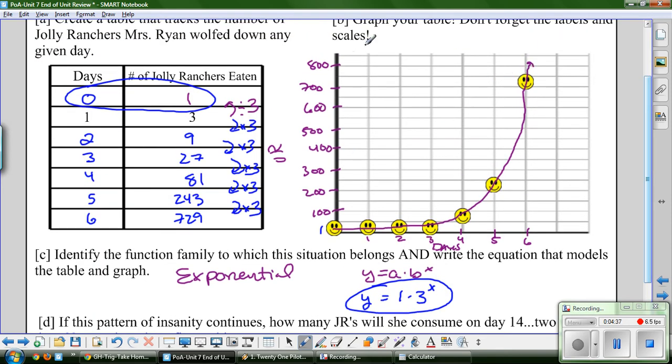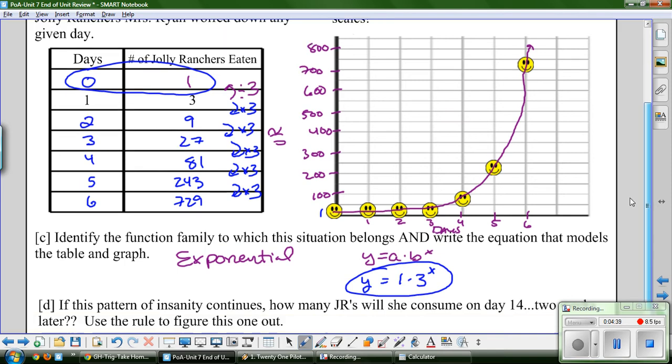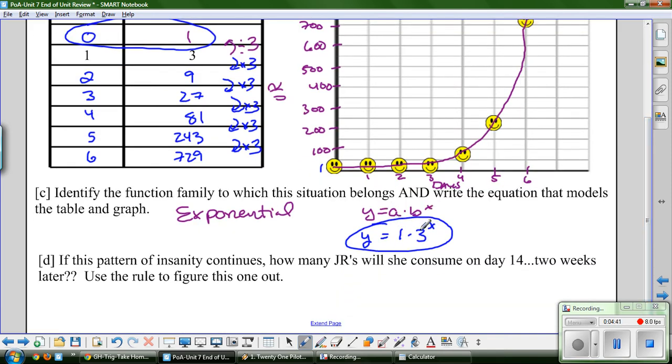Now, if we know the pieces of the equation, though, we could just use that. We know x is along the bottom of this graph, and therefore that's going to stand for days. The y is along the spine. That's going to be Jolly Ranchers. So if I want to know how many Jolly Ranchers are going in day 14, I just fill in the missing pieces. I don't know the y because, as Jolly Ranchers, she's still starting at 1 and tripling, but now she's going to eat this for 14 days.